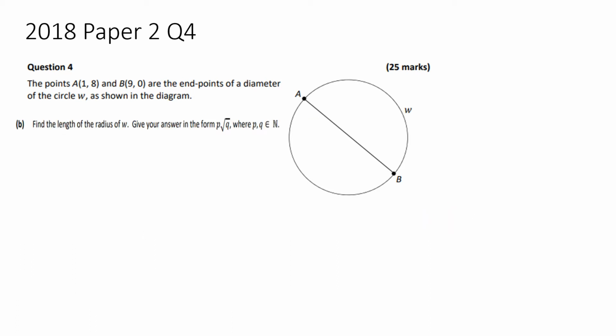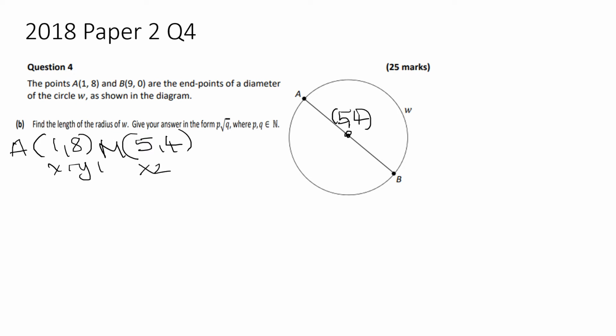Okay, from our last question, we know that the center is (5, 4). I'm just going to put that in. What they're asking me to do is find the length of the radius. So I'm going to use A, which is (1, 8), and the center, which is (5, 4), and I'm going to find the distance between them. So x1, y1, x2, y2.